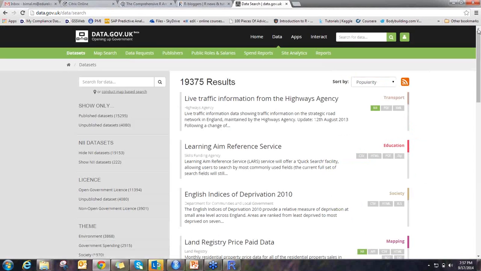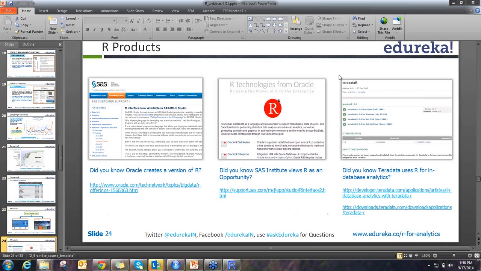Just like data.gov.uk, you have data.gov.us. Each and every country has its own website wherein government data is available. This government data you can use for your own analysis. And this is real data, okay, and really good data, believe me, to get started with. Even India has its own site, like data.gov.in. So every country has its own site. If you want, you can go to the government site of your country and download the data from there. This is the site from where you can get the data to get started.